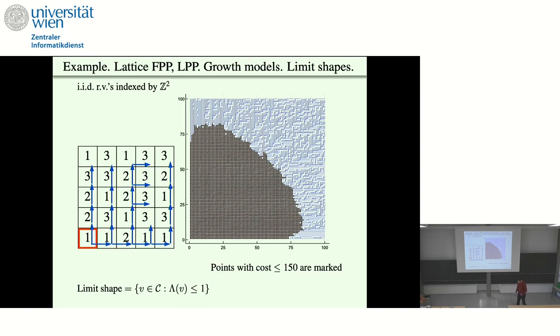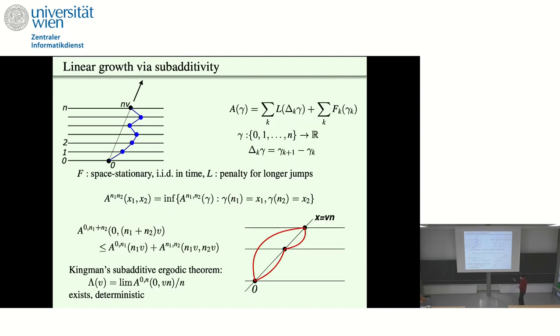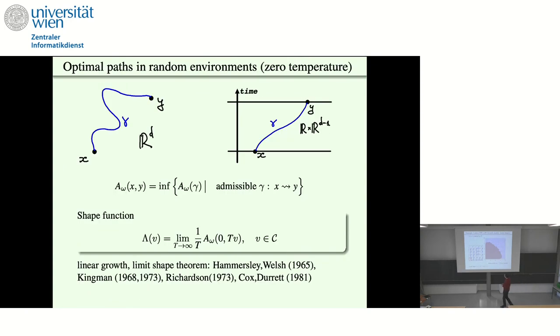So this is an example of that on the lattice. Each lattice node is assigned a random cost, and maybe that's just the time you spend there if you want to pass through, and you are interested in the shortest time it takes you to get from this point to that point. There is a dynamic programming procedure that lets you sequentially draw these arrows, and if you mark all these points with cost below a certain level, then as this number grows to infinity, the shape gets closer and closer to some limit shape. So one way to interpret this is through these limit shapes, but the other is using these functions lambda that I mentioned here. They are called shape functions because they are related to the limiting shapes.